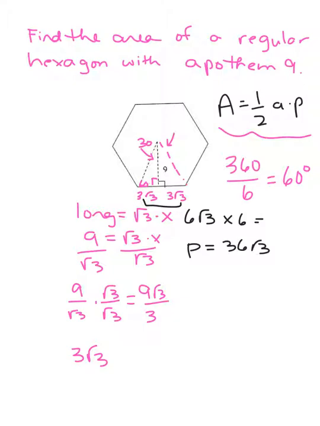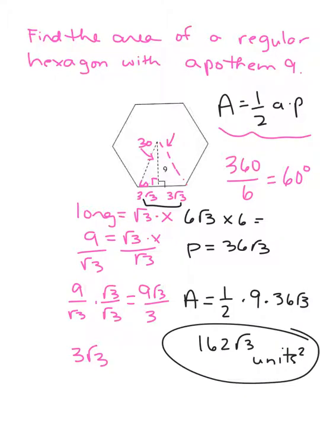So now when I work with my area formula for my regular polygon, I have 1/2 times the apothem, which is 9, times the perimeter, which is 36 root 3. And when I multiply all of that, I have 162 root 3 units squared is the area of that regular hexagon.